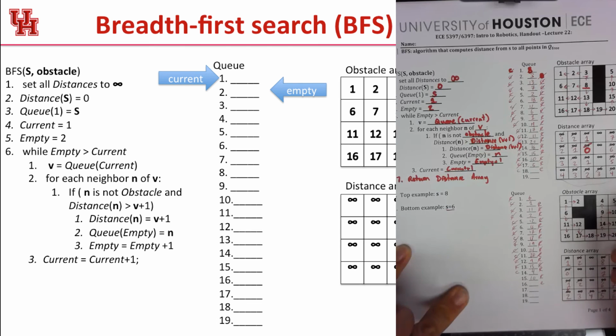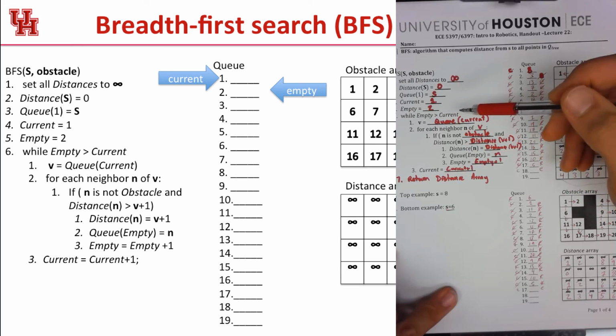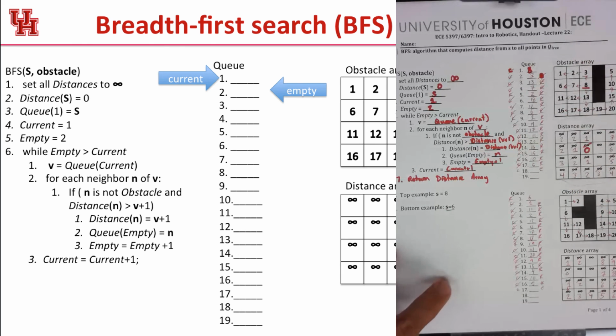We'll look at 4. 4 has a neighbor that can be expanded. 5, so we'll set that to 9. And we'll add 5 over here, increment empty. Then we're done with 4. So now we'll look at 10. It has no neighbors that can be expanded, so we'll increment that. We'll look at 5, no neighbors, and so we've incremented C. And now empty is not greater than current, and so we're done.